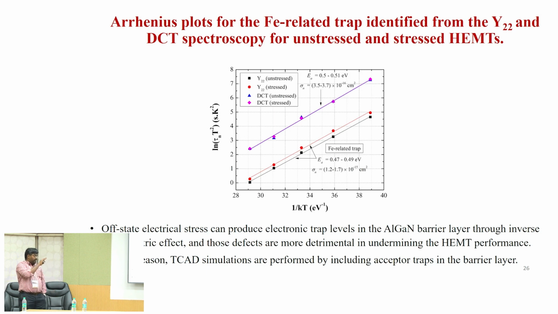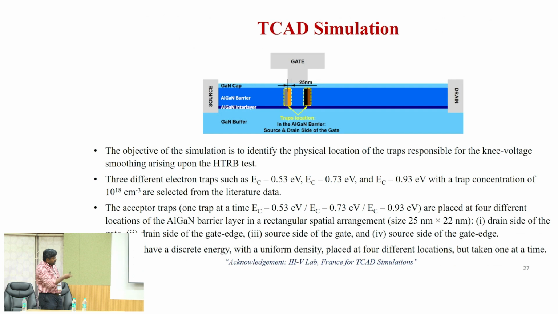But what is the reason for the increase in the leakage current and the knee voltage smoothing effect? In the literature it is already reported that there may be a possibility of creation of defects in the barrier layer. That's why these TCAD simulations are carried out. It is done by 3IL, France. This is the 2D cross section of the diode, the transistor. The traps are considered in a triangular spatial arrangement with a size of 25 by 22 nanometers.